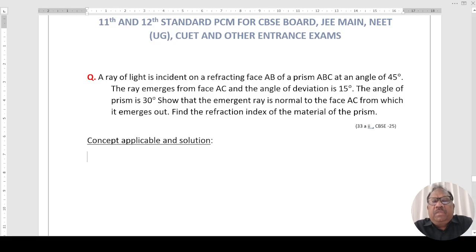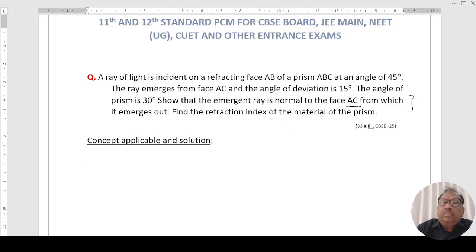Question is, a ray of light is incident on a refracting face AB of prism ABC at an angle of 45 degree. The ray emerges from face AC and the angle of deviation is 15 degree. The angle of prism is 30 degree. Show that the emergent ray is normal to the face AC from which it emerges out. Find the refractive index of the material of the prism. There are two parts to be found out. One, we have to prove that the emergent ray is normal to the face AC, and second, the refractive index of the material of the prism.